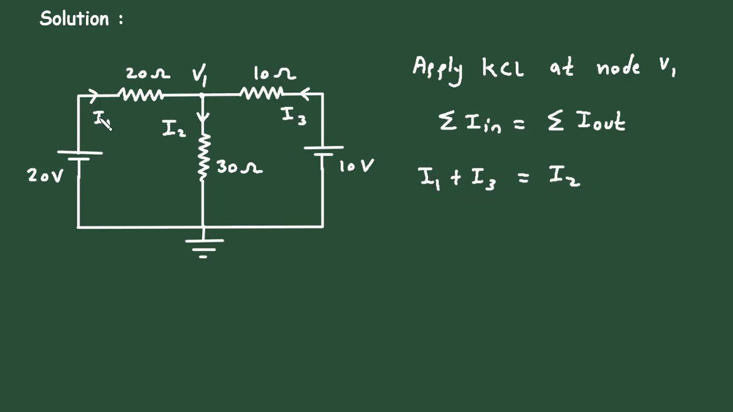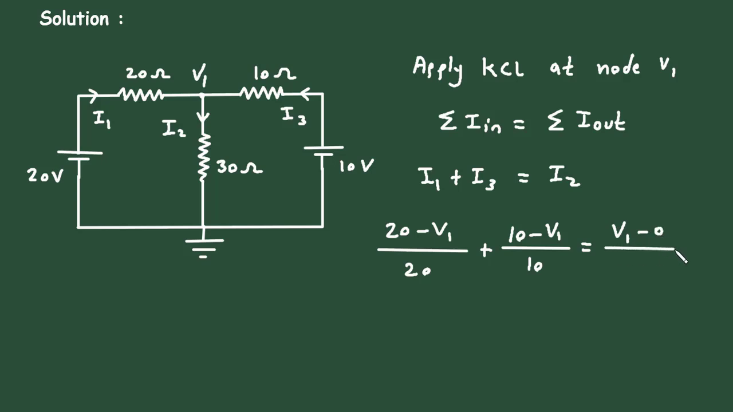Now let's write this I1 in voltage form. So it will be 20 minus V1 divided by this resistance value, that is 20 ohm, then plus I3. Now I3 in voltage form will be 10 minus V1 divided by resistance value 10 ohm, is equal to I2. Now this I2 will be V1 minus 0 divided by resistance value 30 ohm.